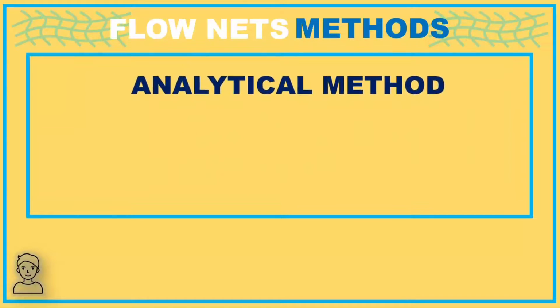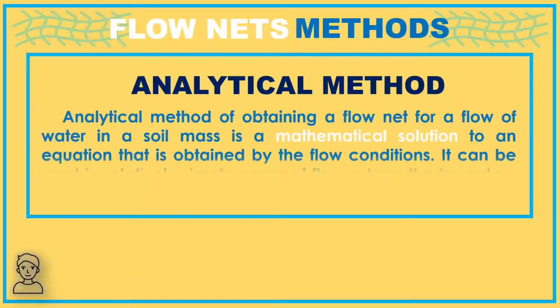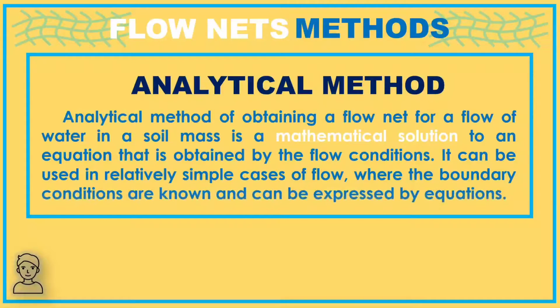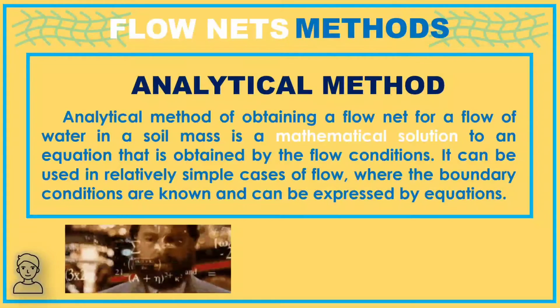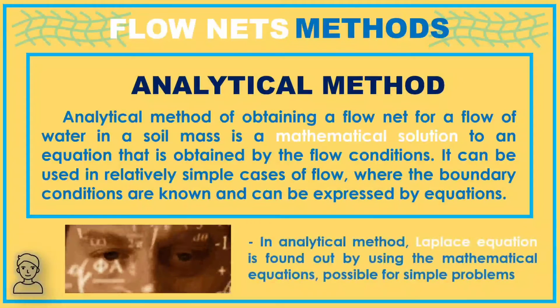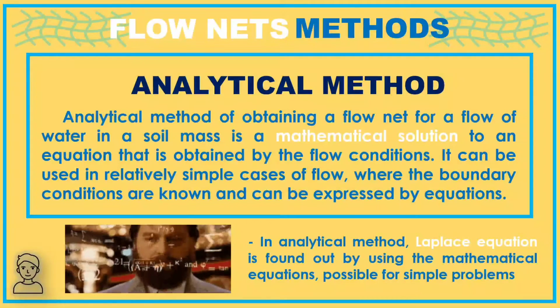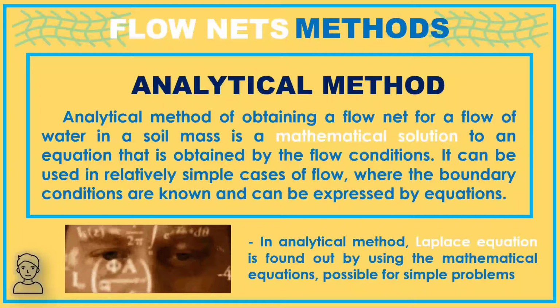Analytical method. Analytical method of obtaining a flow net for a flow of water in a soil mass is a mathematical solution to an equation that is obtained by the flow conditions. It can be used in relatively simple cases of flow, where the boundary conditions are known and can be expressed by equations. In analytical method, Laplace equation is found out by using the mathematical equations possible for simple problems.